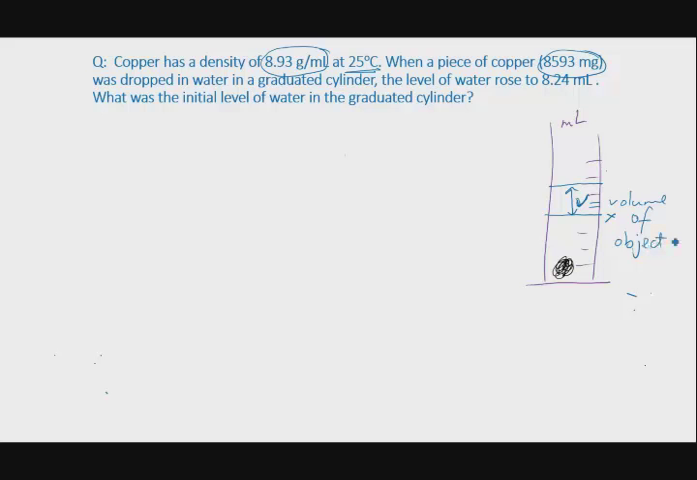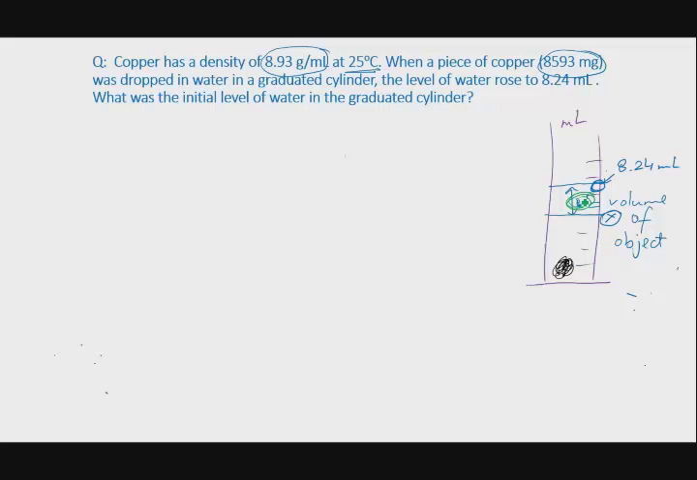So in this case, when 8,593 milligrams of copper was submerged in the water, the final level of the water became 8.24 mLs. We need to calculate the original level of the water. So, what's the first step? The first step here would be for us to calculate the volume of displaced water, or in other words, the volume of this piece of copper.